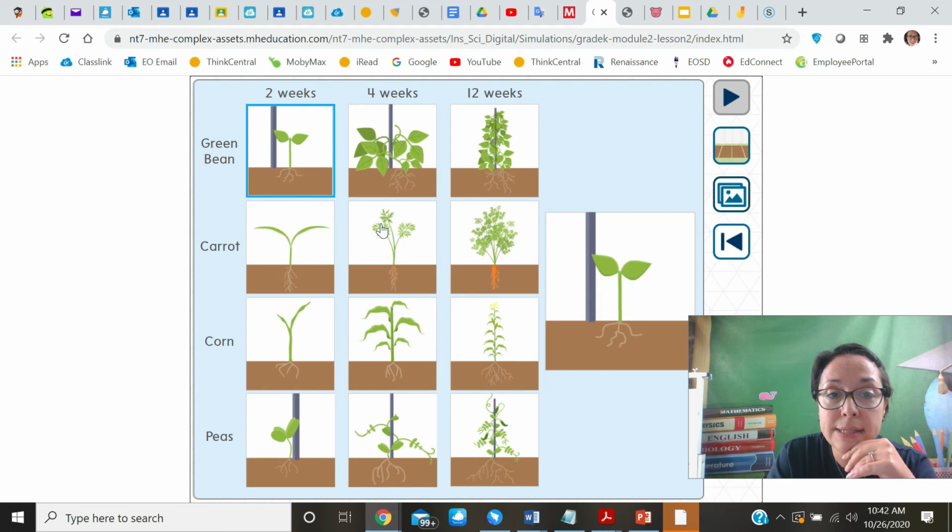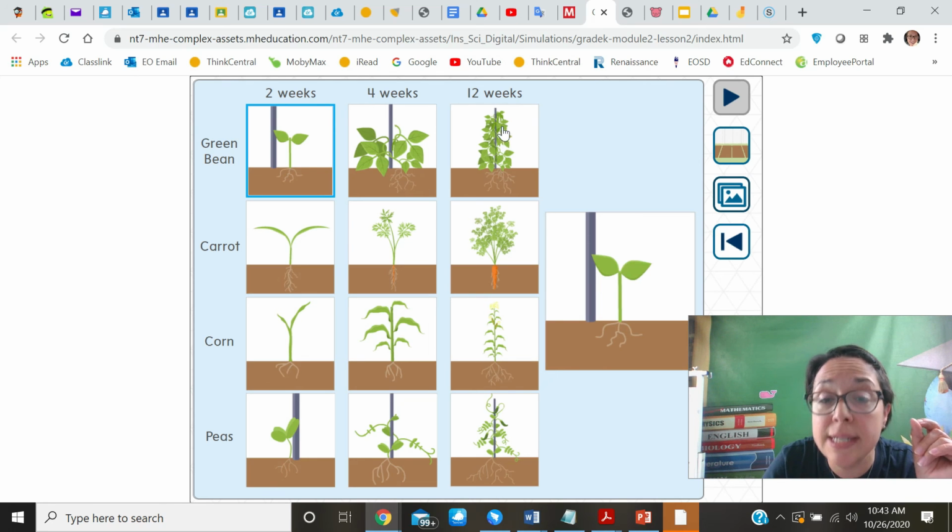In 4 weeks, they're starting to change a little bit. If you notice the carrot, I see a little orange in there. Veo la zanahoria, veo algo anaranjado ahí abajo de la tierra ahora en 4 semanas. Everybody else also has more leaves, right? Tienen más hojas. And then at 12 weeks, a las 12 semanas, I see a lot more leaves, veo muchas más hojas, and I'm starting to see the vegetable. So las habichuelas verdes es un poquito difícil de ver, pero sí están ahí. I can see the carrot, la zanahoria, is a lot bigger and thicker now.